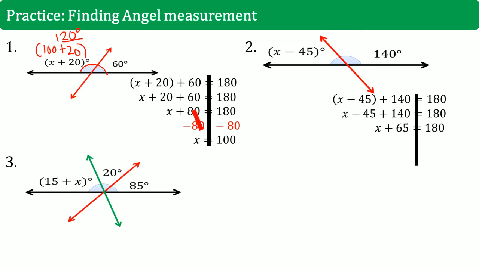Now we need x alone, so we're going to subtract 65 from both sides. X is left over on the left hand side, and the right hand side has 115. That's what x is, but we want to find this angle measurement, so let's plug it in. 115 was the value of x. Subtract 45. That got you 70. This should be 70 degrees because if we add this, this should be 40.